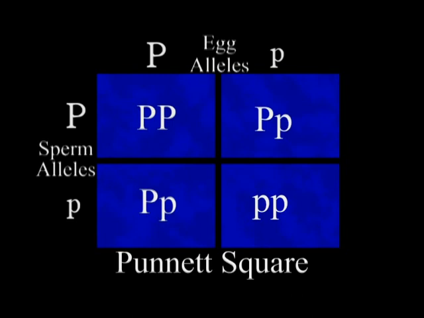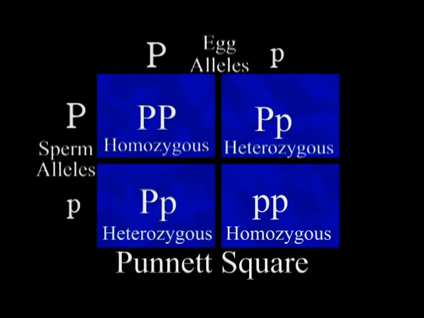Individuals that have 2 identical alleles for a trait are said to be homozygous for a trait. In our example, uppercase P, uppercase P and lowercase p, lowercase p are both homozygous genotypes. Heterozygous genotypes are those that have 2 different alleles for a trait. In our example, individuals with an uppercase P, lowercase p genotype are heterozygous for the trait of flower color.